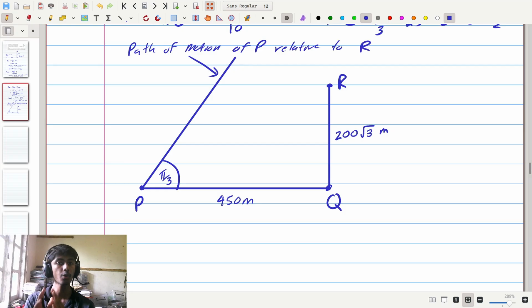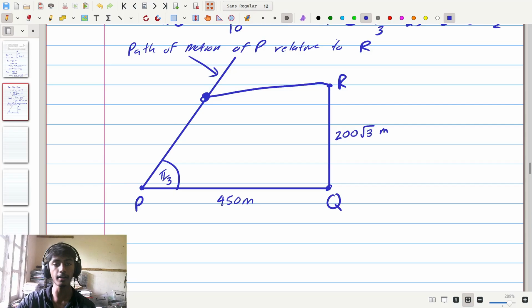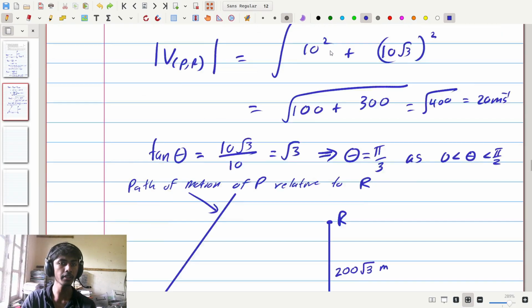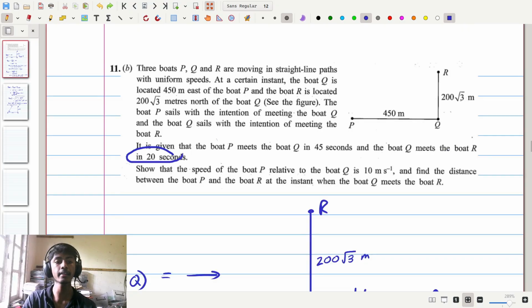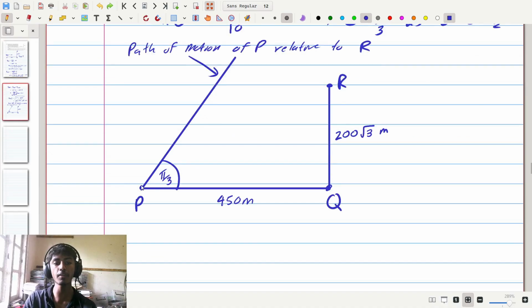Now according to that, if we want to find the distance between P and R at the point when Q reaches R, we have to find the distance between some point on this line and the point R at the instant when the boat P is at that point and the boat Q reaches the point R. Now in the question they said the boat Q will reach R in 20 seconds. According to that, after 20 seconds of travel of the boat P along this path, we will have to find the distance between that point and the point R.